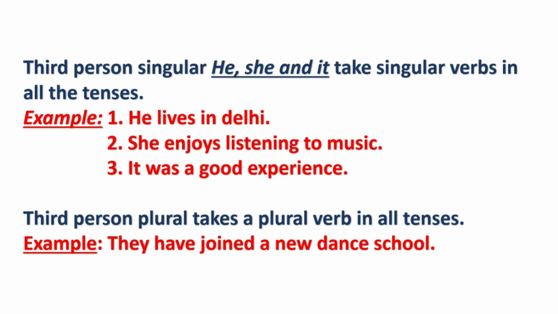Now here, the third person plural takes a plural verb. They have joined a new dance class. Now they is the third person plural and have is the plural verb. Yes children, I hope you understood how the verb has to agree with the subject, whether the number is singular or plural, or the person is first person, second person or third person.